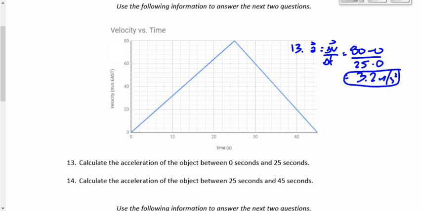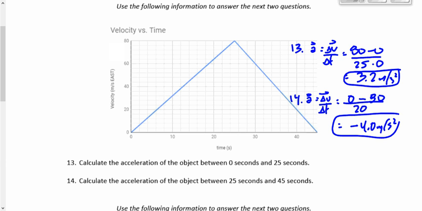Meters per second squared. How many people got that? Good. 14, same thing here, rise over run or delta V over delta T, but remember here that delta V is, careful, what's VF? What's VF here between 25 and 45 seconds? At 45 seconds, how fast does this thing move in center? Right. And initially, at 25 seconds, it's moving at 80, so it's 0 minus 80, not 80 minus 0. The time interval here would be 20 seconds. This is negative 4.0 meters per second squared.